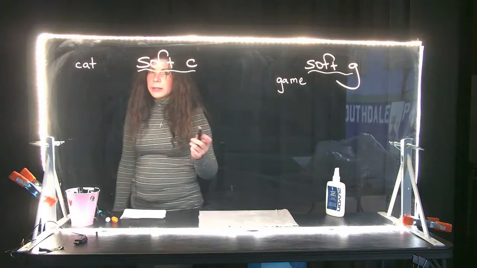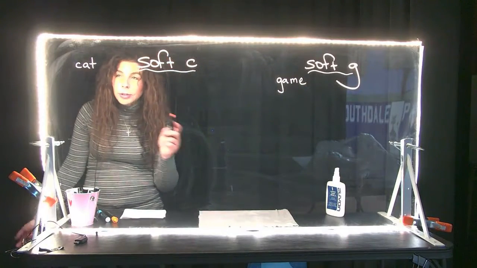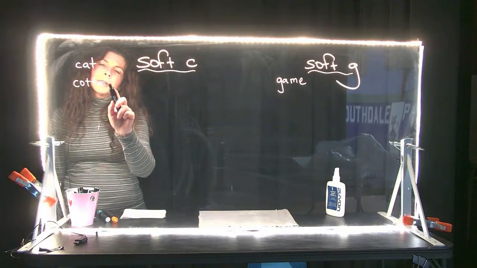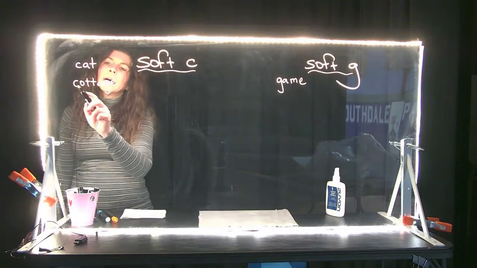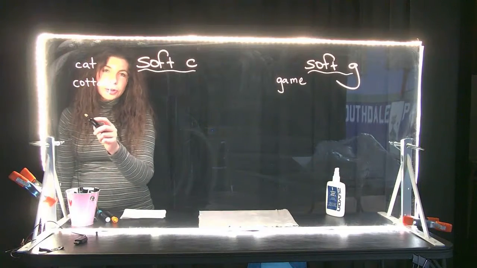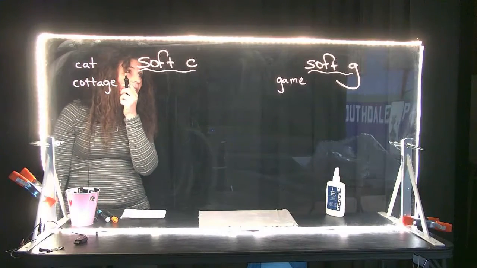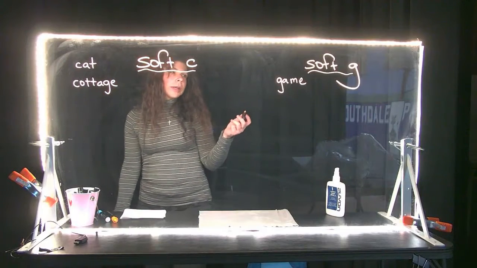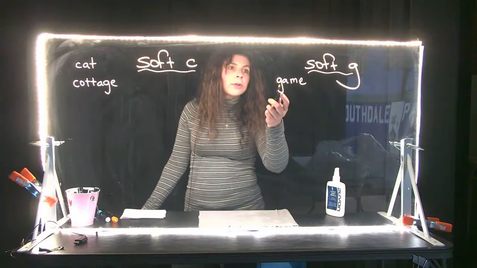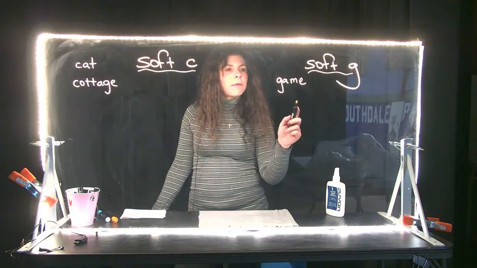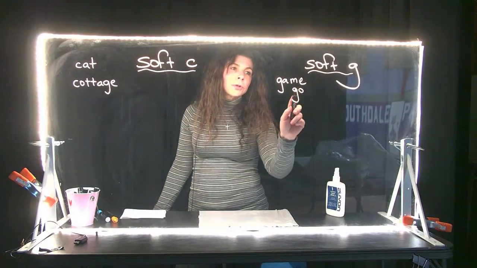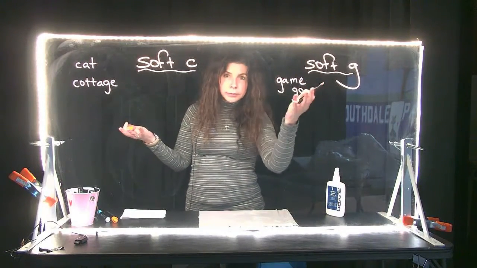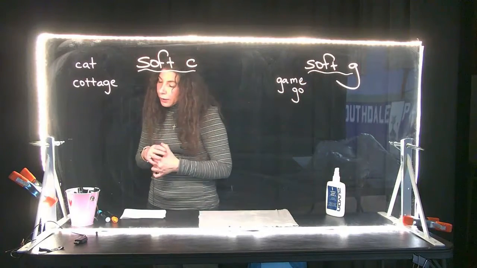So if I have the word cottage, I like to eat cottage cheese. Cottage could also be a small house. Cottage, cottage. Over here with a G, another g, like if you have the word go. G, g, go.